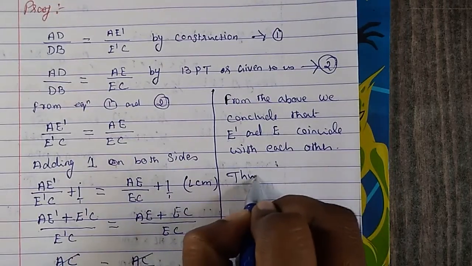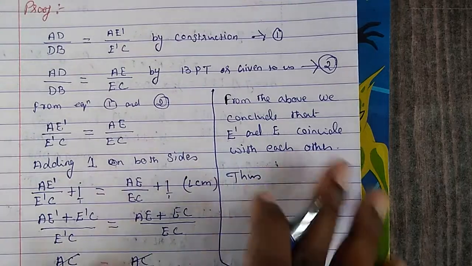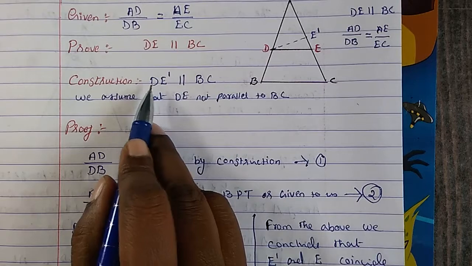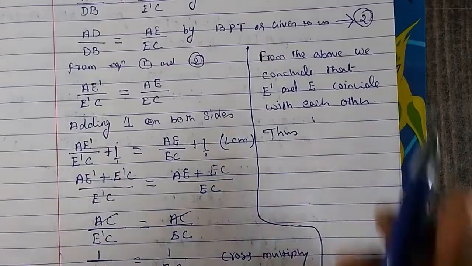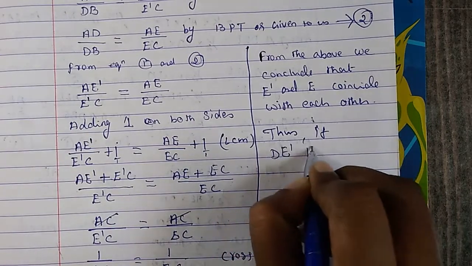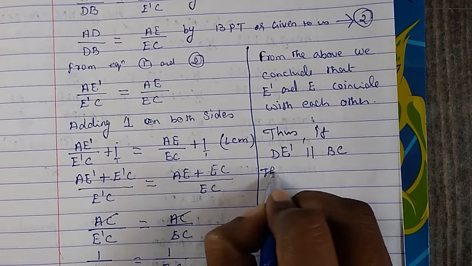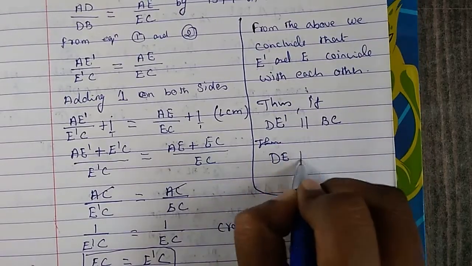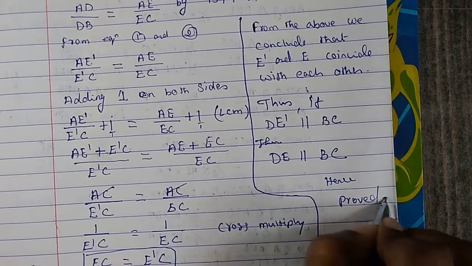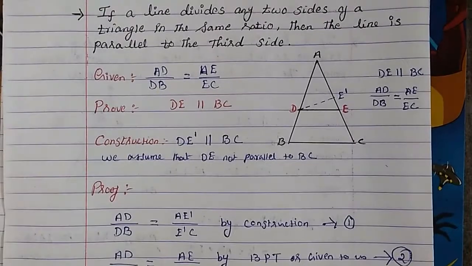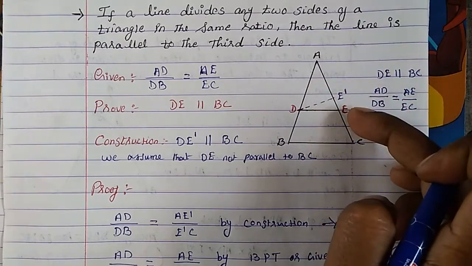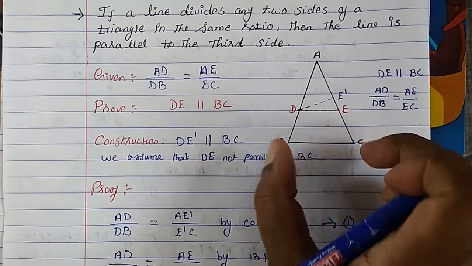Thus, we can say, because we have assumed here, right, DE dash is parallel to BC. If we can see, then can we say DE is parallel to BC? So thus, if DE dash is parallel to BC, then DE is parallel to BC. Hence, proved. Okay. So if we consider this is parallel to this, then both the points are coinciding. That means DE should be parallel to BC.